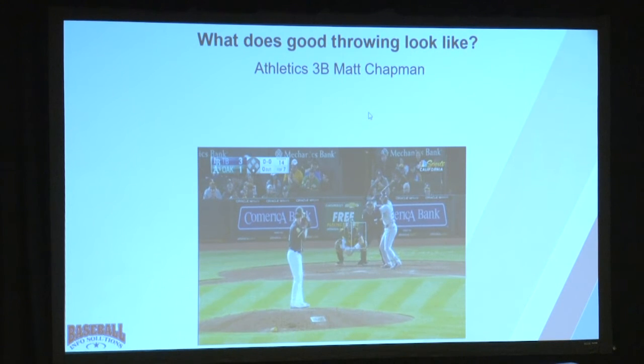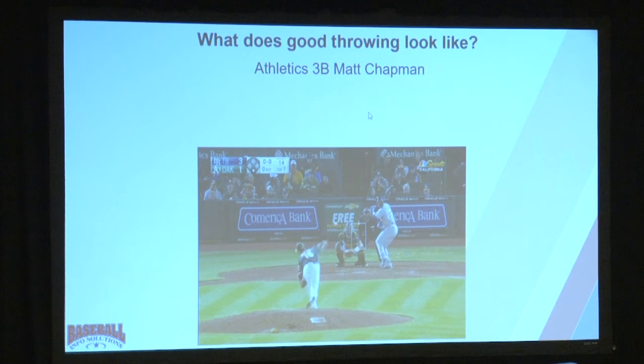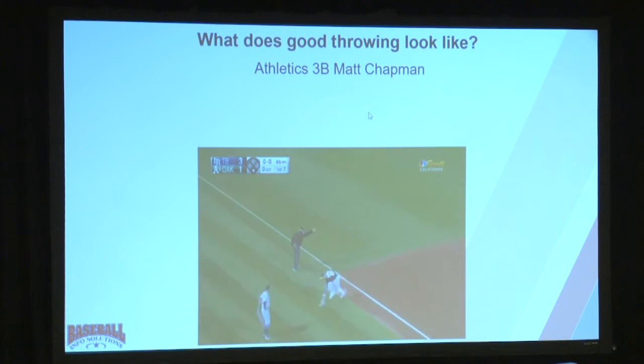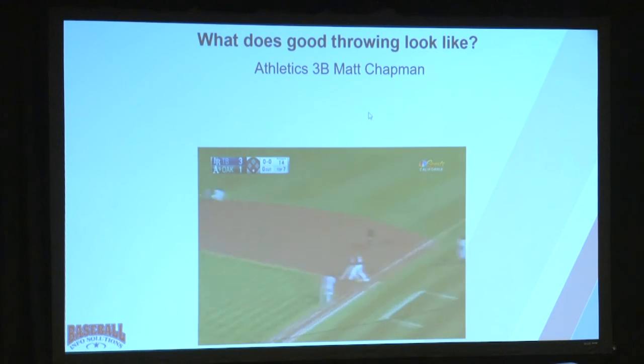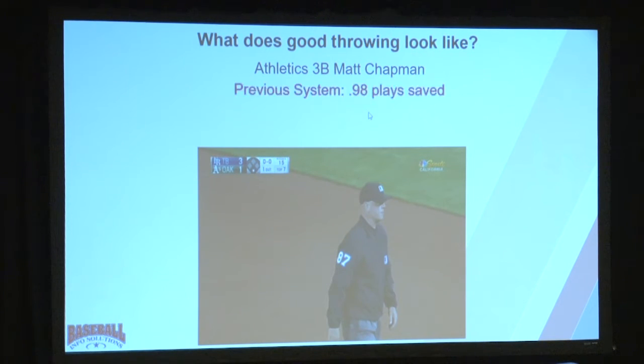In terms of what good throwing looks like, we'll use Matt Chapman as an example. This is a play that has a few different parts to it. He's playing the line. He's able to get to that ball, which a lot of people aren't able to get to. In our previous system, he would have gotten 0.98 plays saved because that's a play that's turned into an out only 2% of the time. In our new system, he loses a little bit of credit. He only gets 0.78, but let's explain why.